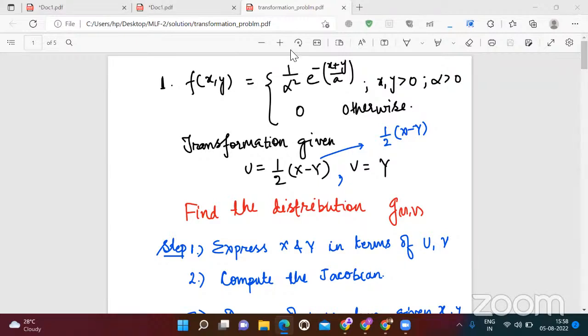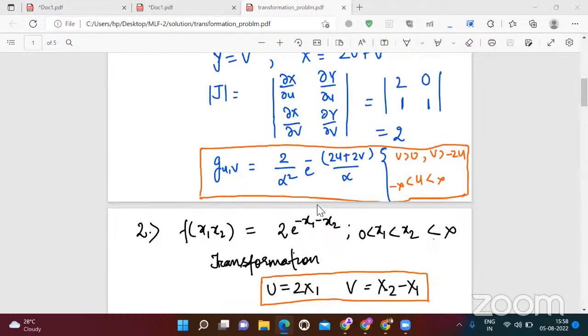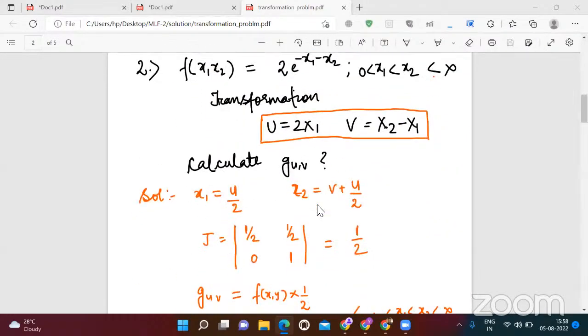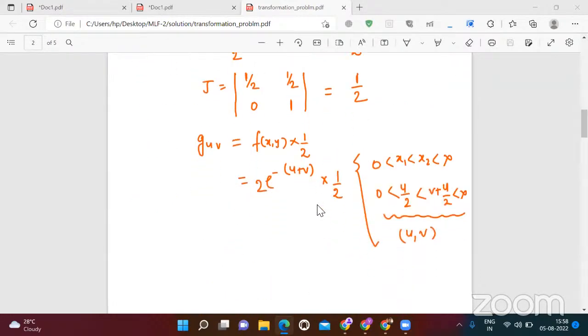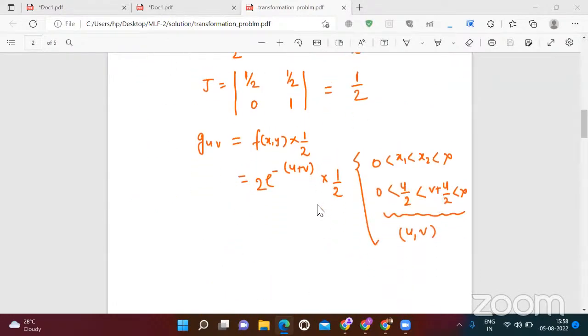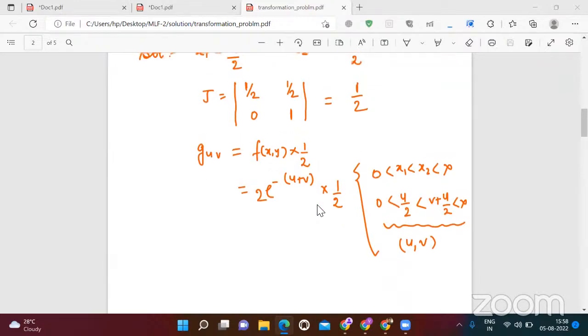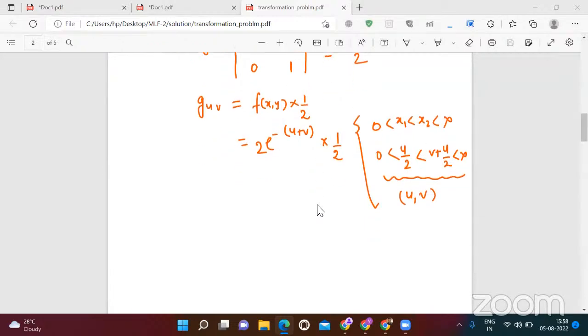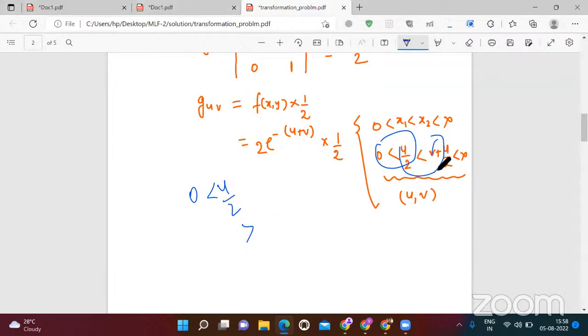So the domain for the second question. Yeah, second problem. The domain for u and v when you calculate, will it be u greater than 0 and v greater than minus u by 2? So here you need to solve like this. You can take the first condition, so u is greater than 0. Then you can take this one and then this one, to solve the problem and get the domain of u and v.